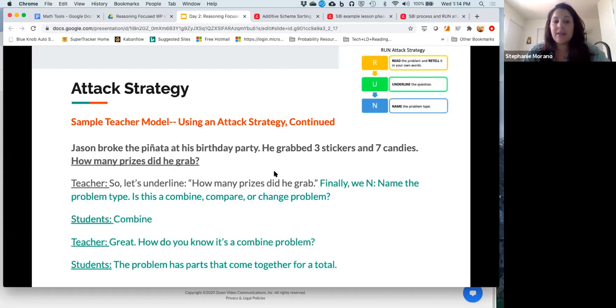And then finally, after underlining how many prizes did Jason grab, we're going to name the problem type. Is this a combine, compare, or change problem? So like I mentioned, students are going to have to be familiar with the schemas before they can answer this question. But once they are familiar with the schemas, you want students to take this opportunity to name the problem type. This is a combine schema. You would want to reinforce the definition by asking students how they know that it's a combine schema. And we know the definition is that a combine problem has parts that come together for a total. So again, two parts that come together for a total.